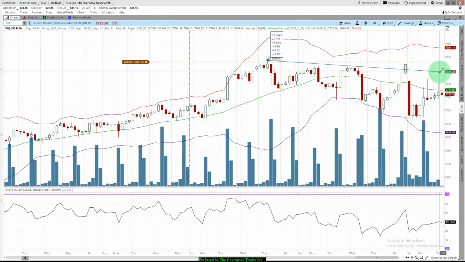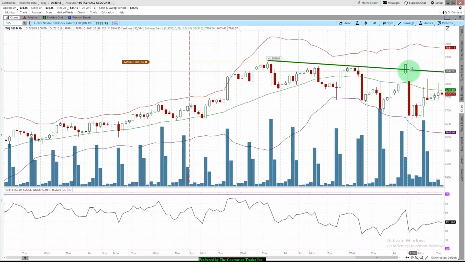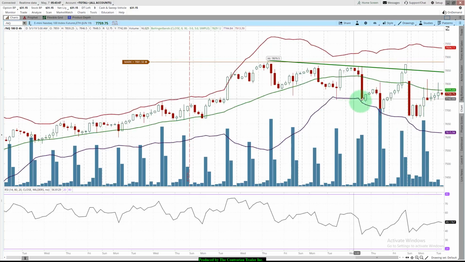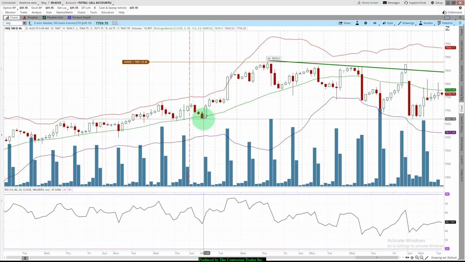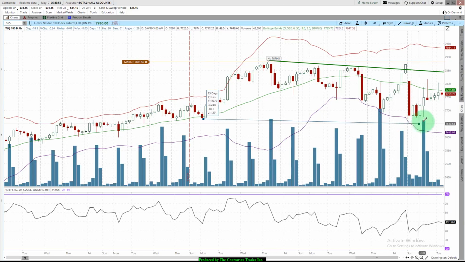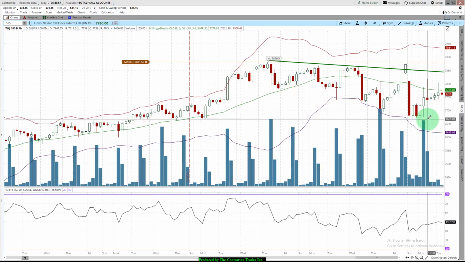Here you had it. Here's your head fake. We broke out on the 3rd, only to fail. The question is now, do we hold this support level?